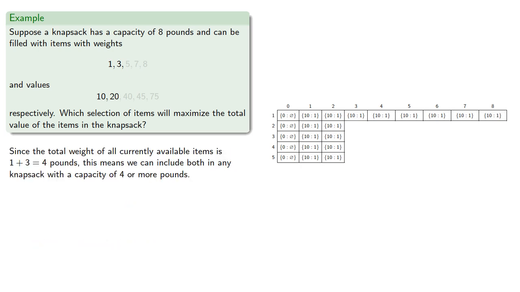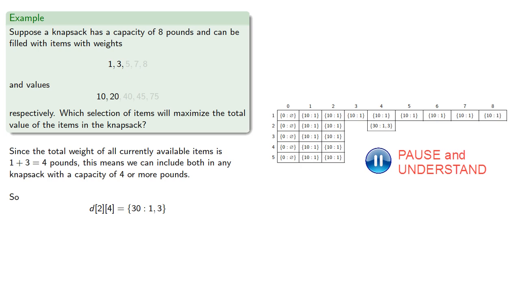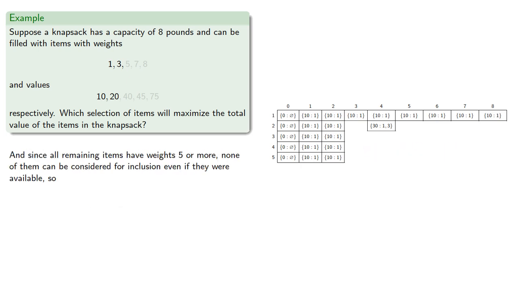Since the total weight of all currently available items is 1 plus 3, 4 pounds, this means we can include both in any knapsack with a capacity of 4 or more pounds. So d(2,4) includes both and has value 30. And since all remaining items have weights 5 or more, none of them can be considered for inclusion even if they were available. And so d(i,4) is the same for all i greater than or equal to 2.